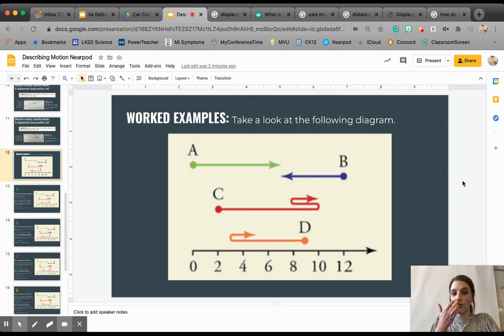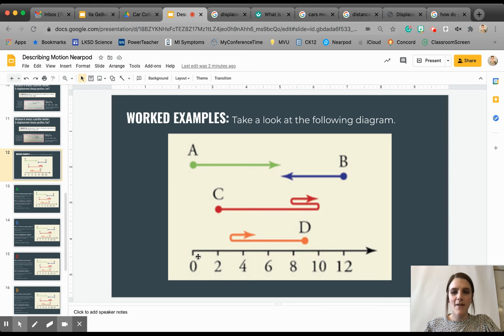Alrighty, so this video is going to take you through some worked examples dealing with distance versus displacement. So remember, distance is the total length that an object is traveling while they are moving. Displacement only cares about the distance between their starting point and their finishing point. So let's go ahead and take a look at this graph here. We have 4 different scenarios that we're going to go through.